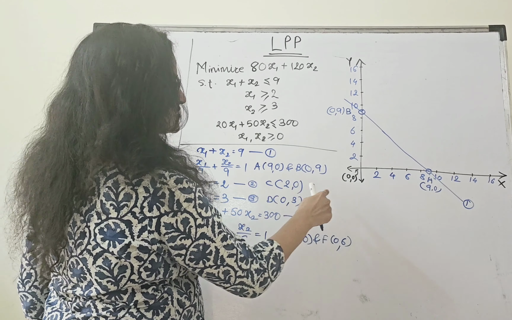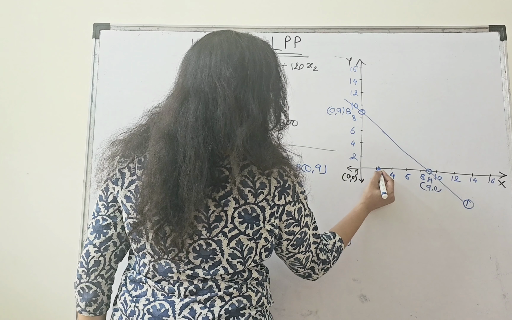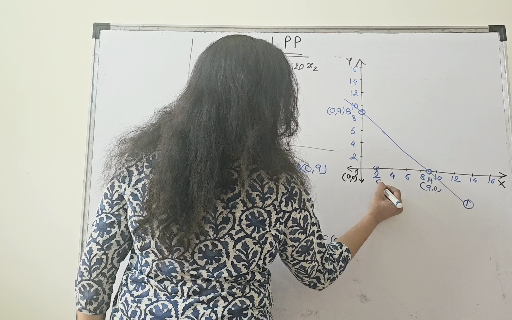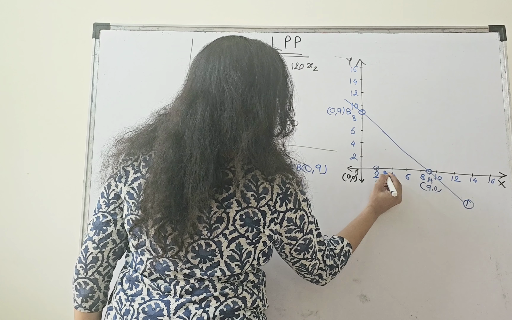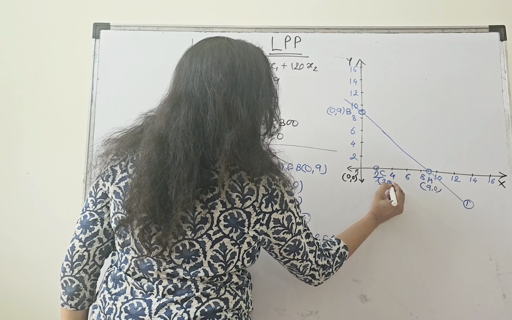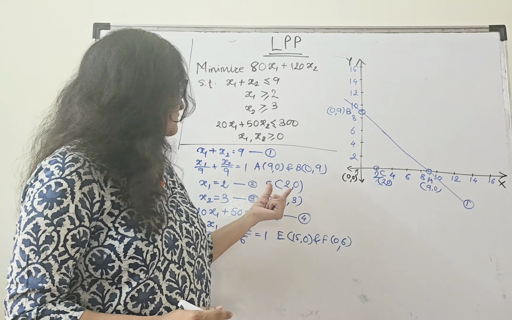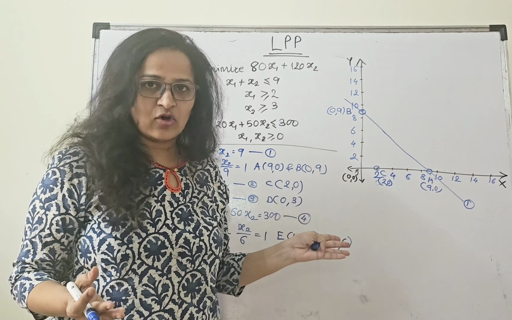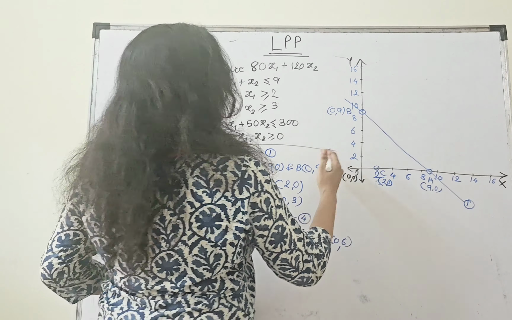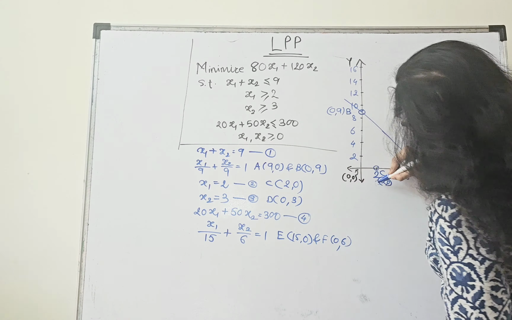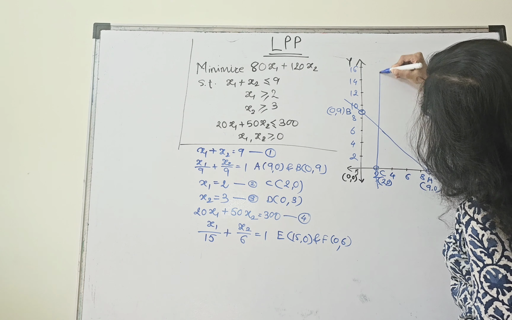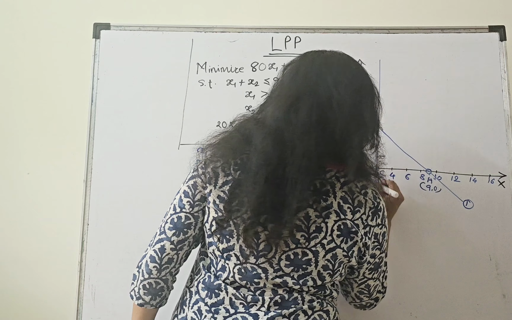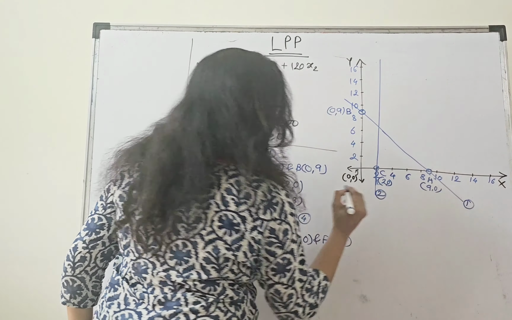C point, right? It is 2 and 0. So 2 on the x-axis, 0 on the y-axis. So this is my point C. That is nothing but 2 and 0. And because it does not pass through the y-axis at all, that is why it is going to be parallel to the y-axis. So it is passing through the x-axis only. Correct? So this is the line. Now this is my second equation.